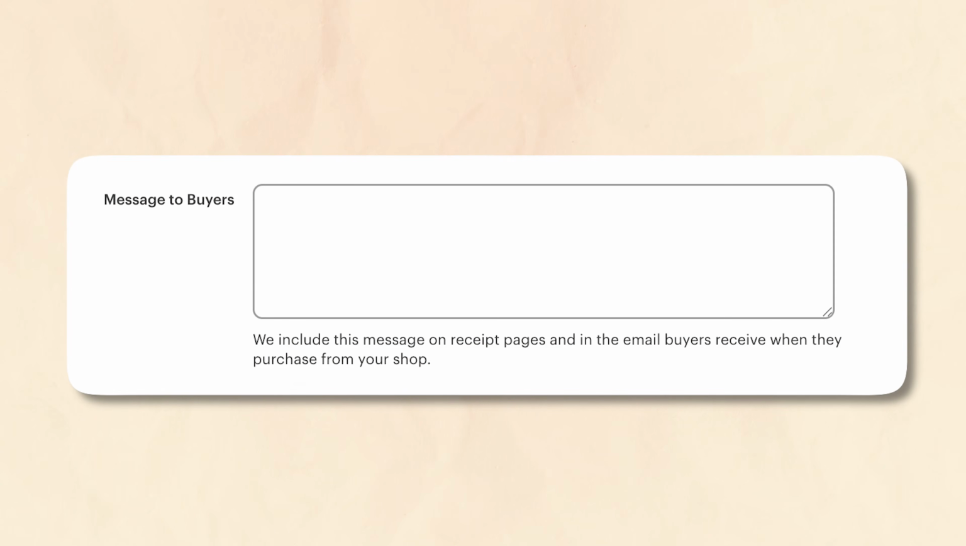Now here's why that's a problem. These 2 fields show up in completely different places, and they serve completely different purposes. So right here we can see the message to buyer shows up on the receipt page, and in the confirmation email buyers get immediately after purchase. So this is the first thing they see after they hand you their money. This is prime real estate, and most sellers are wasting it.